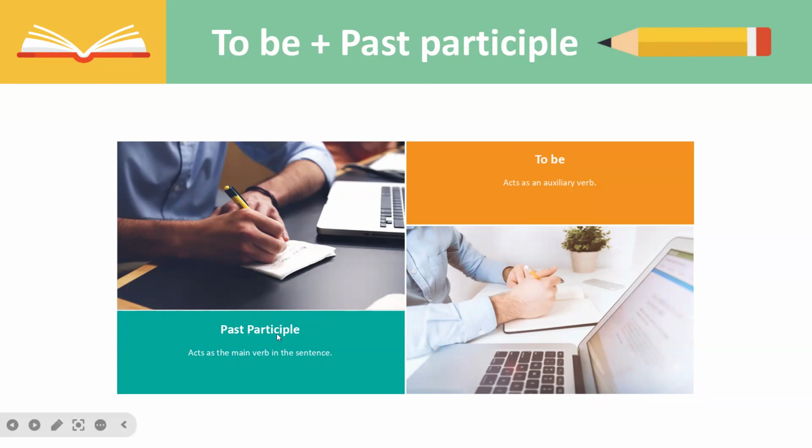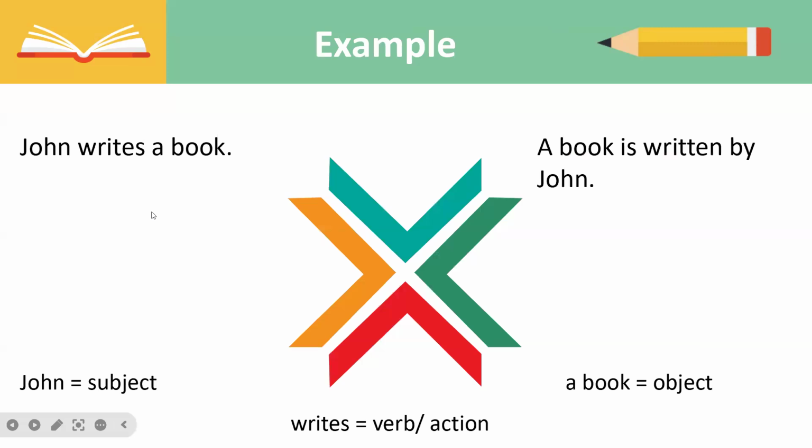Then we have the next part, which is the past participle. And this is going to act as the main verb in the sentence. So let's say your verb is cook, then you're going to put it in the past participle. So we need two things, the verb to be plus the past participle. Awesome. Now that we have that out of the way, let's check an example.